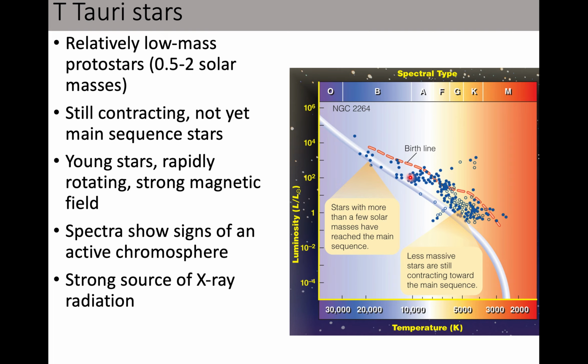So these are going to be very young stars. They're rotating very quickly, very rapidly, and they generally have a very strong magnetic field. We also know from looking at the spectra of these young stars that they have a very active chromosphere. So remember the chromosphere when we talked about the sun, the level of the atmosphere around a star. And they also have a really strong source of shortwave radiation. So they're outputting a lot of X-ray radiation.